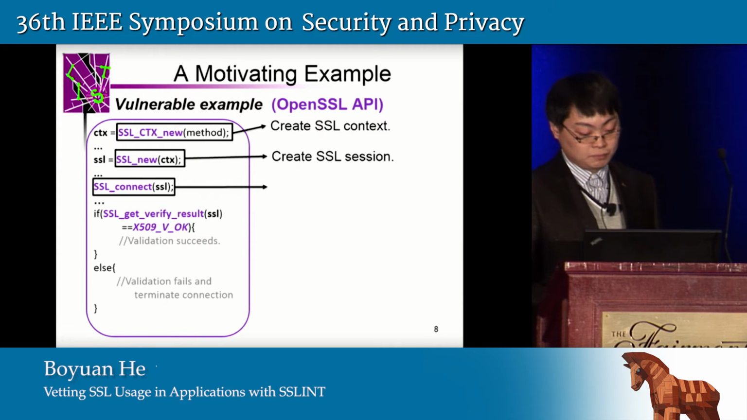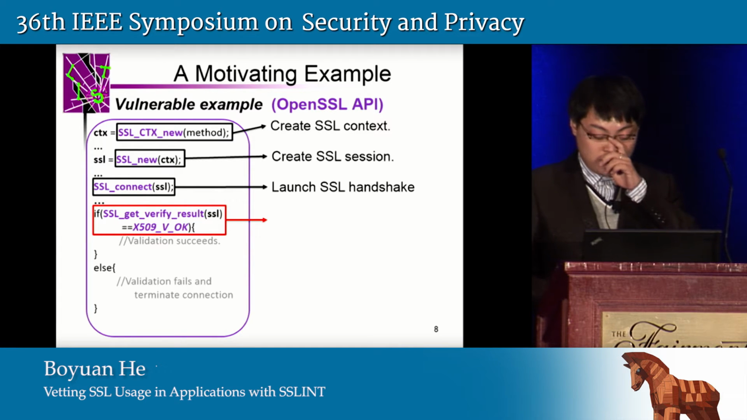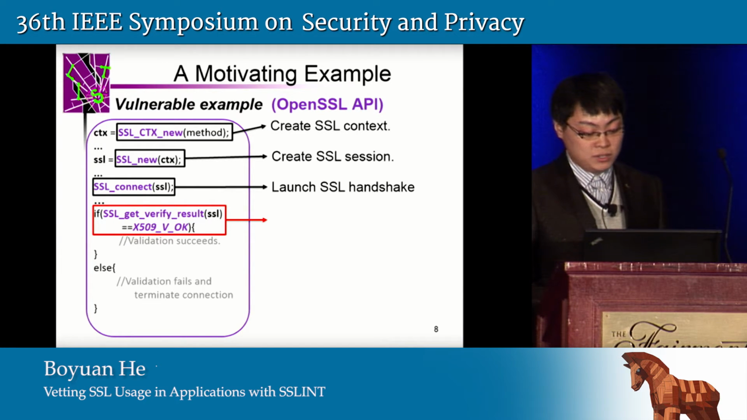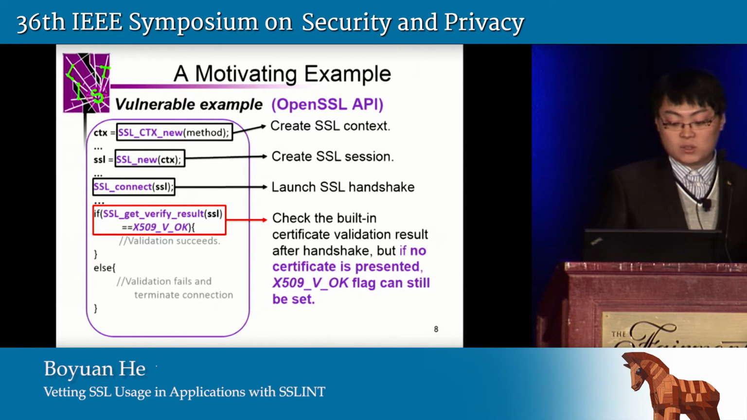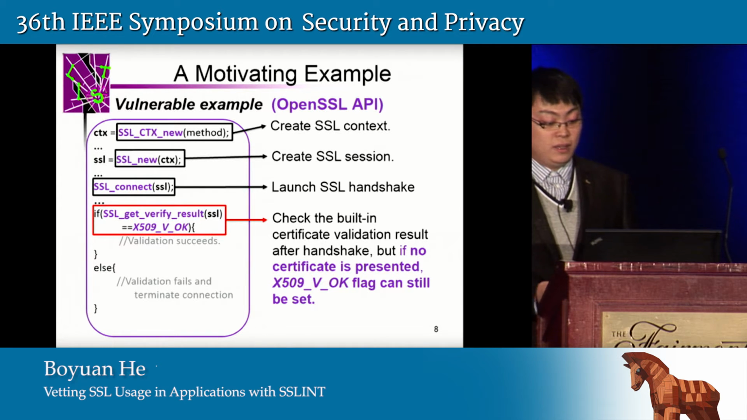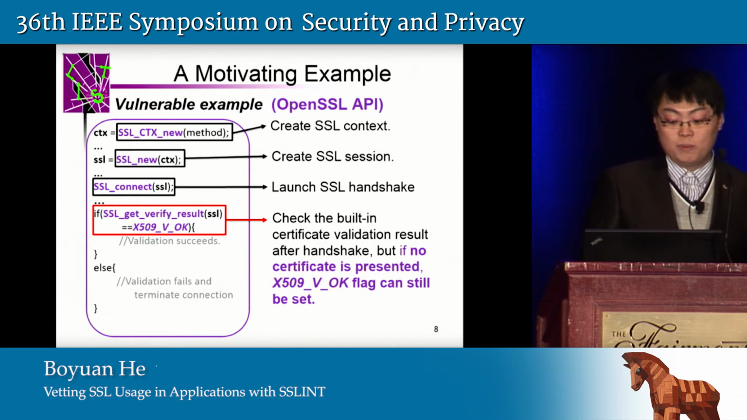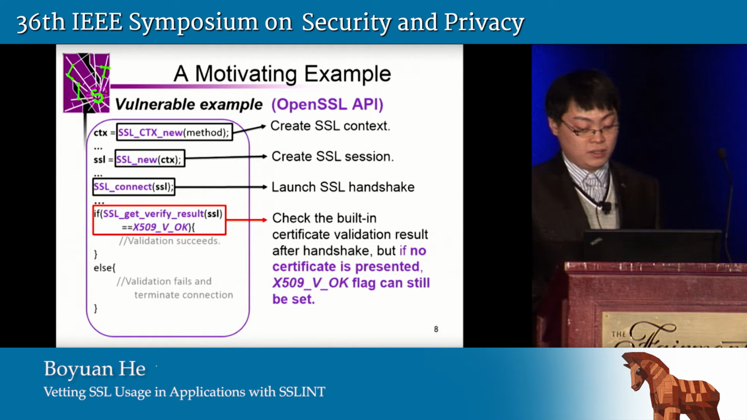Next, the SSL handshake is launched using the SSL_connect API. After the connection is successfully established, another API, SSL_get_verify_result, is called to see if the certificate validation is successful, and to terminate the connection if necessary. This is one of the common practices, or correct usages, when developing an app using the OpenSSL library, and we refer to it as checking after handshake.